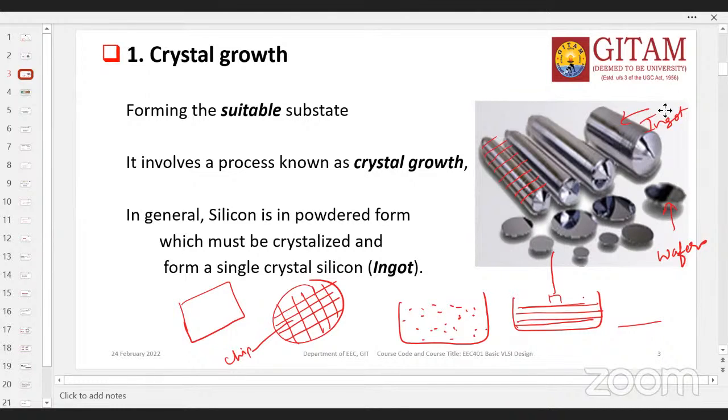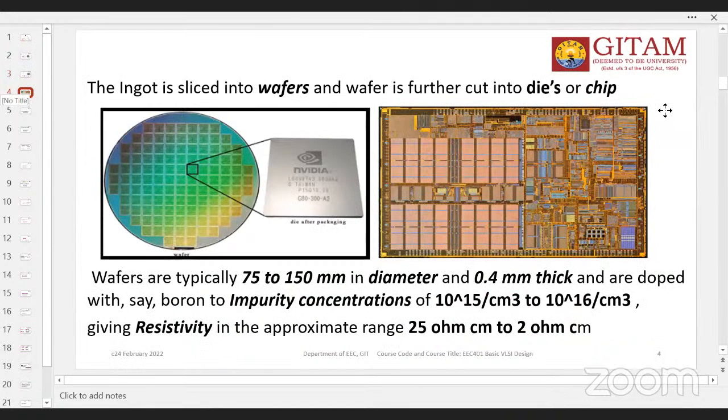So on top of the chip, we have to make all the necessary components. We can modify that chip to make transistors, resistors, capacitors, something like that, right? So this is the information regarding the crystal growth. Okay, fine, so this is all about the wafer. I have given an example here. It is a wafer.